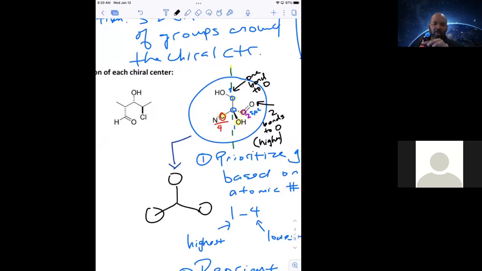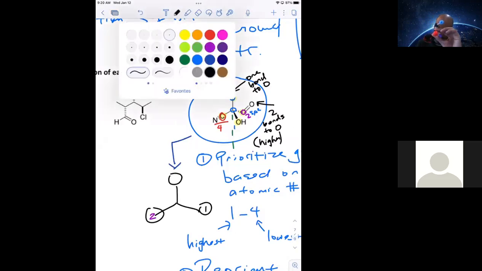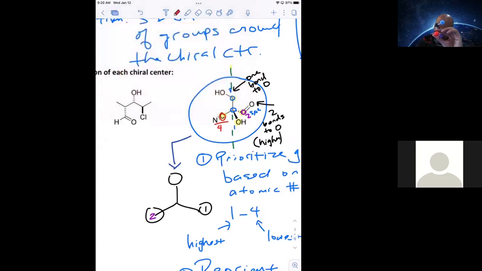And what was purple? Purple was 2. And then black was 1. When you say the 4th group, do you mean the one that was the lowest in priority? Okay.